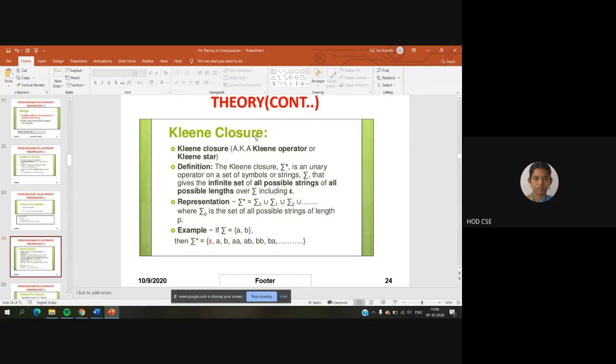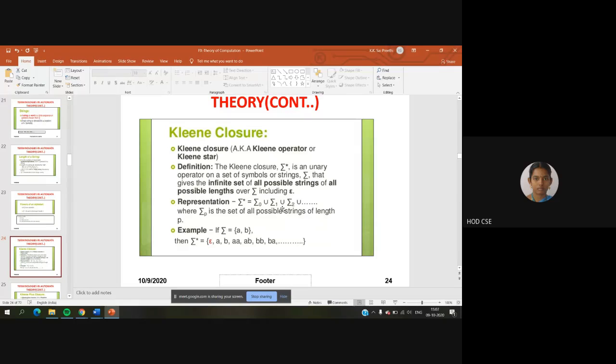Likewise, in languages also there are operators. One such operator is called the closure. If you have the alphabet sigma, then the closure of sigma is called sigma closure. The sigma closure is nothing but all combinations of all lengths of strings. So sigma closure is equal to sigma power 0 union sigma power 1 union sigma power 2.